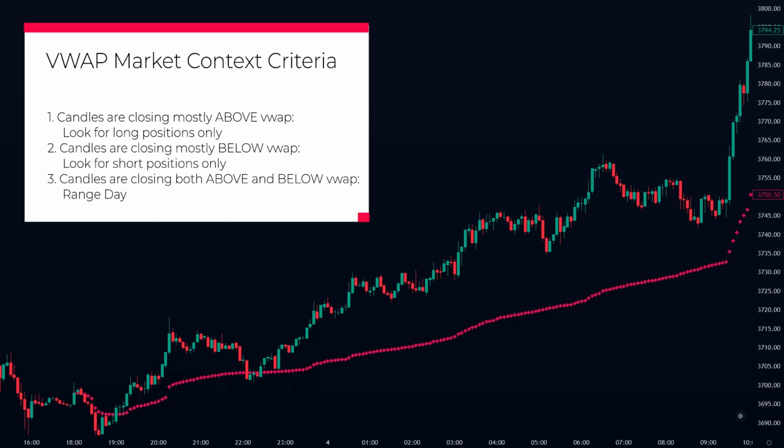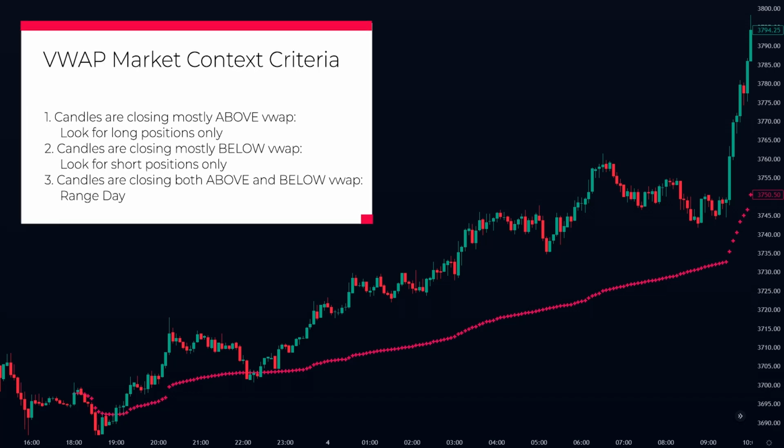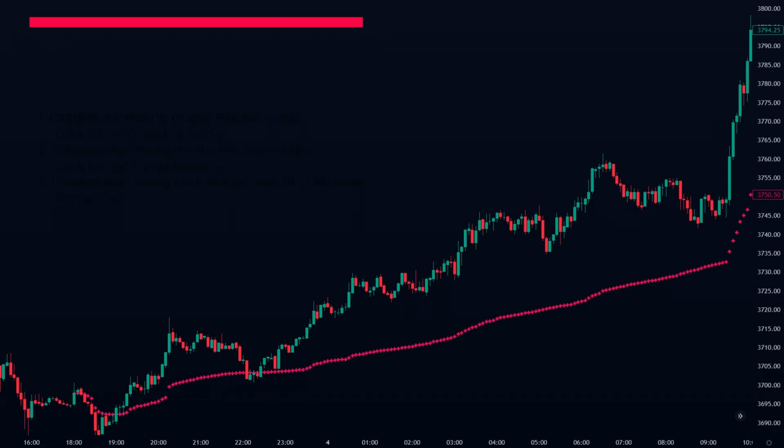1. When candles are closing mostly above the VWAP, we want to look for long positions only. Then 2. When candles are closing mostly below the VWAP, then we're looking for short positions only. Then 3. When candles are closing both above and below the VWAP equally, then we'll see that the price doesn't move anywhere and stays within a specific range, so we'll consider it a range day.